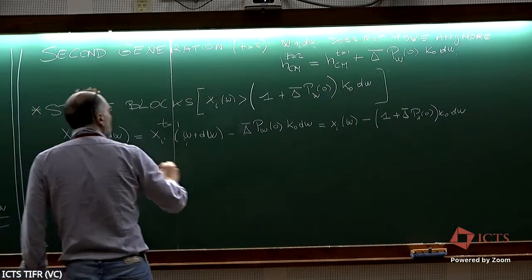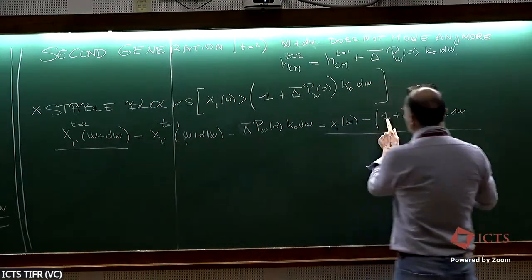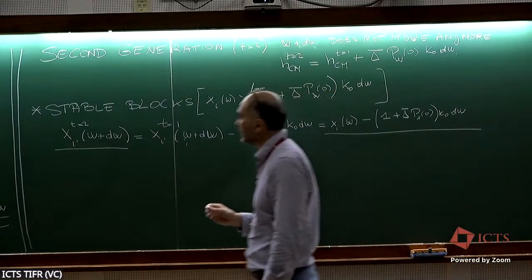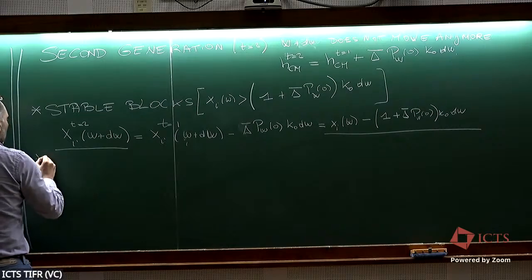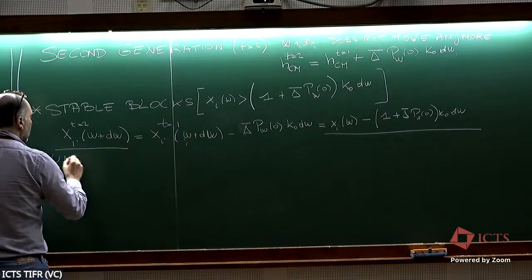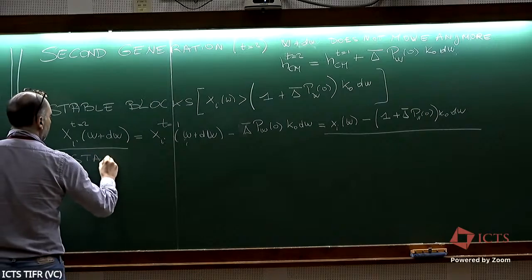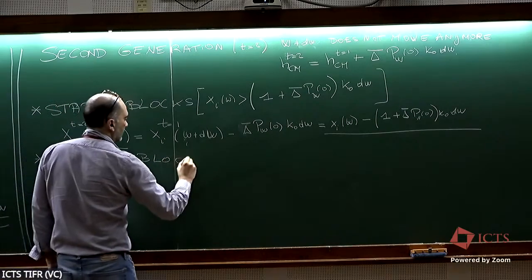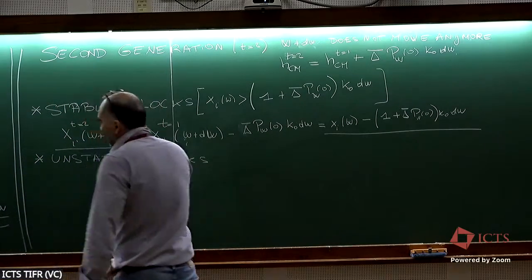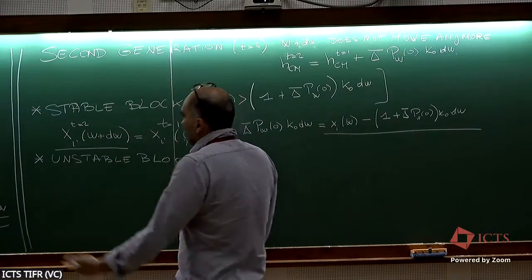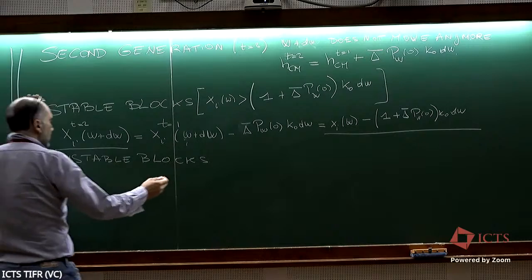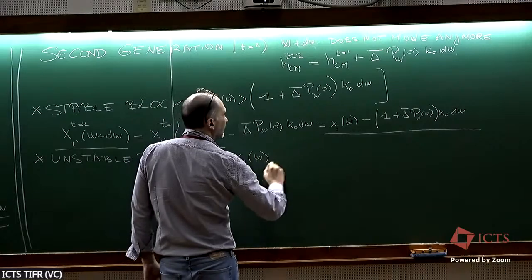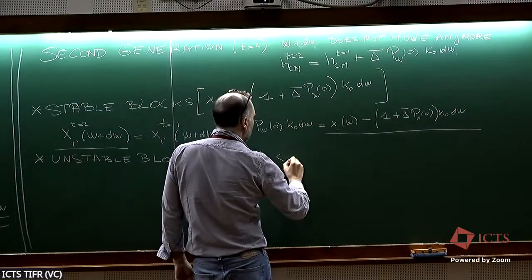At time t equal 2, you have a big shift. This is the shift of delta W. This is the shift induced by the first generation. Now, let's see what happens to the unstable blocks. We are almost there, right? So now the unstable blocks are the ones which are smaller than this.